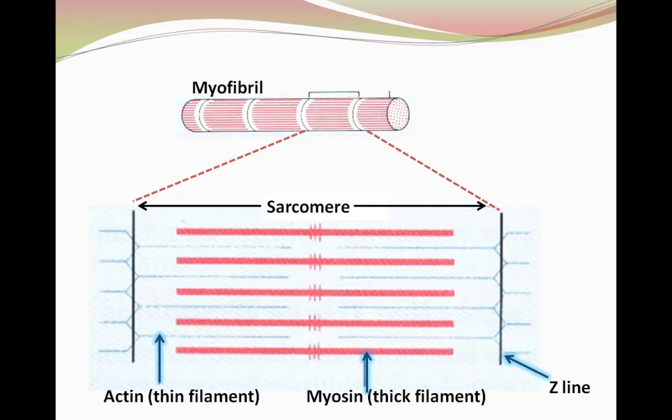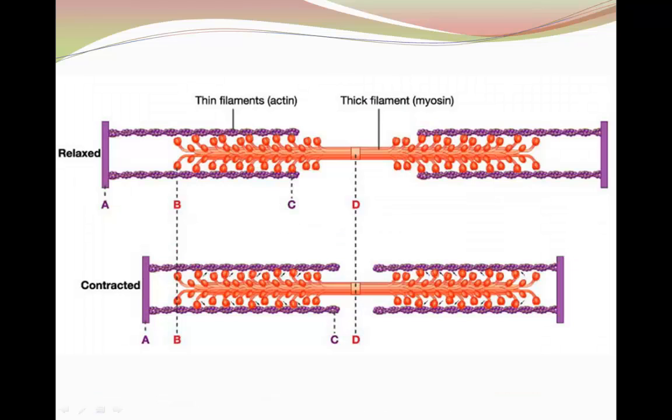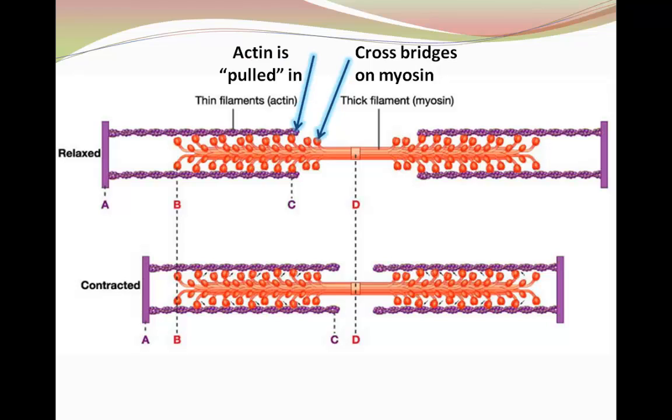So when contraction actually occurs, what happens is the thick filament, or the myosin, actually has little things called cross bridges, and they look a little bit like oars. And what they do is actually latch onto the actin and sort of pull it in. So as all of those little oars pull, the actin moves in closer and closer and makes the muscle contract. So what ends up happening is the Z lines move closer together. You'll remember that in a previous picture, I said that when the muscle contracts, those black lines move in closer, and that's this happening here.